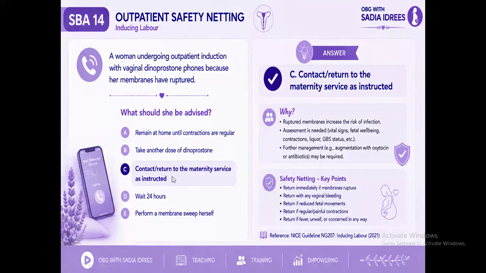This is why outpatient induction requires excellent counseling before the woman leaves the hospital. She needs clear instructions about when to contact the maternity unit. She should contact the unit if contractions start, her membranes rupture, she develops vaginal bleeding, or she has regular painful contractions, or she has any other concerns.